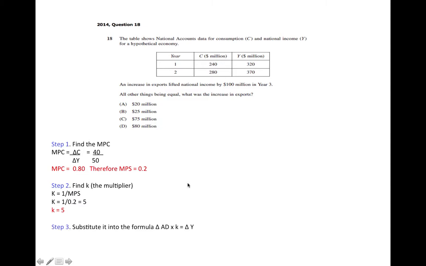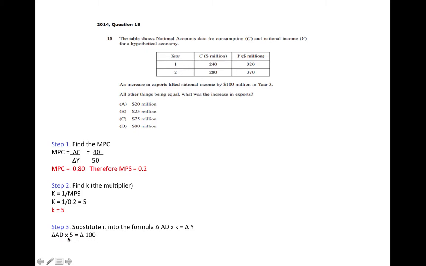Right, that brings us to step 3. Okay, so we can substitute it all into the formula: change in aggregate demand times K equals the change in national income. So let's put in the stuff that we know. We know that national income in year 3 is changed by $100 million, and we know that the multiplier is 5, or K is 5.